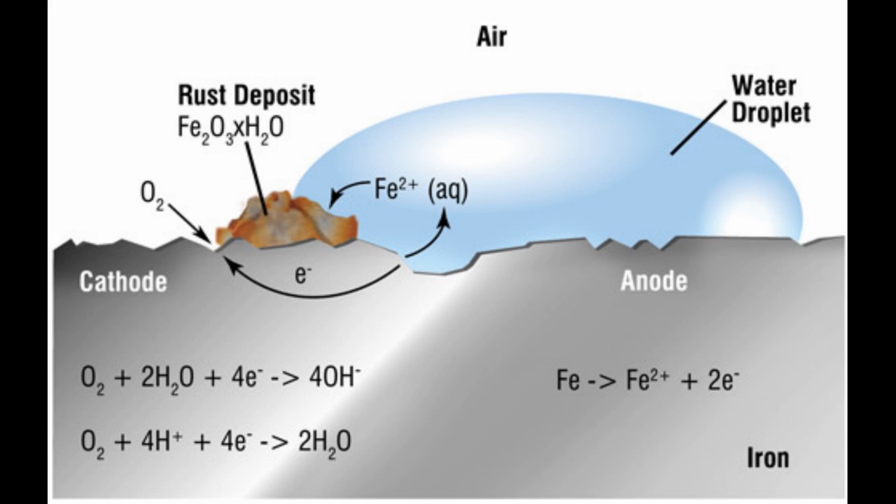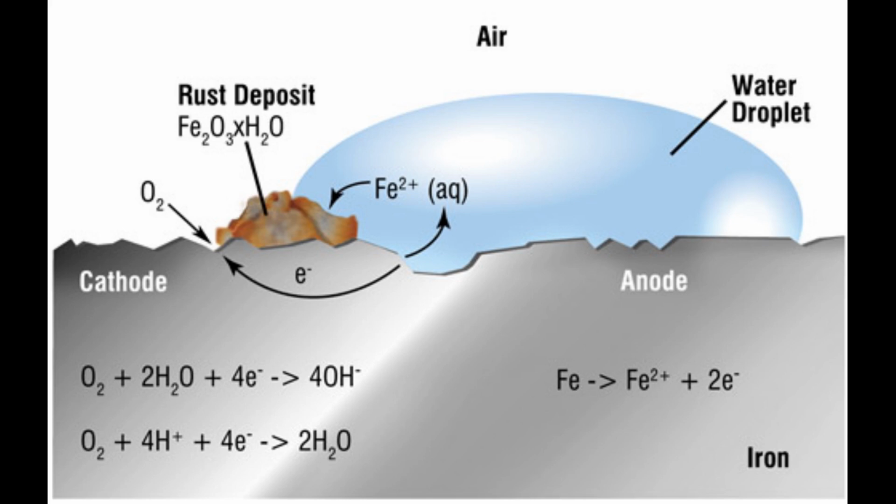This creates an electron deficiency in the metal, which must be filled by the flow of electrons from a more electronegative substance. Three things must be present for rusting to occur. First is iron, second is oxygen, and the third is water.